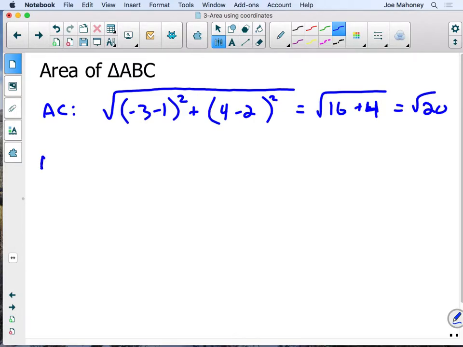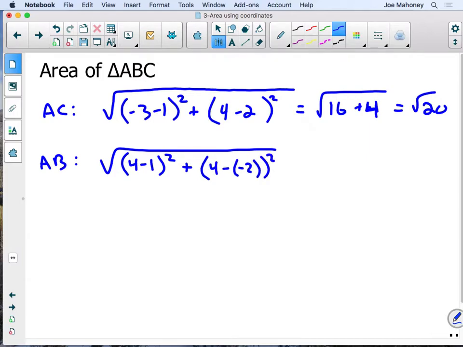And if I do the same thing with the length of side AB, get my distance formula going again. Now I'm going to do 4 minus 1 squared, and then 4 subtract -2, and square that. 4 minus 1 is 3, squaring that is 9. 4, basically adding 2, is 6, squared is 36. 9 plus 36, square root of 45.